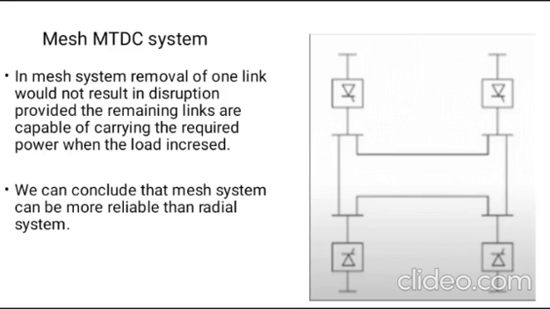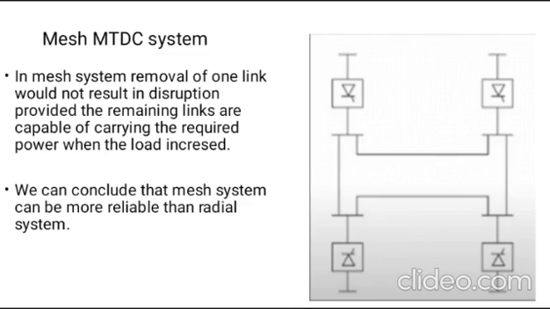And mesh MTDC network. In a mesh system, removal of one link would not result in disruption, provided the remaining links are capable of carrying the required power when the load increases. For example, if in a mesh system this line is disconnected, there is a possibility to give supply to these stations without this line, provided the links are capable of carrying the required power when the load increases.